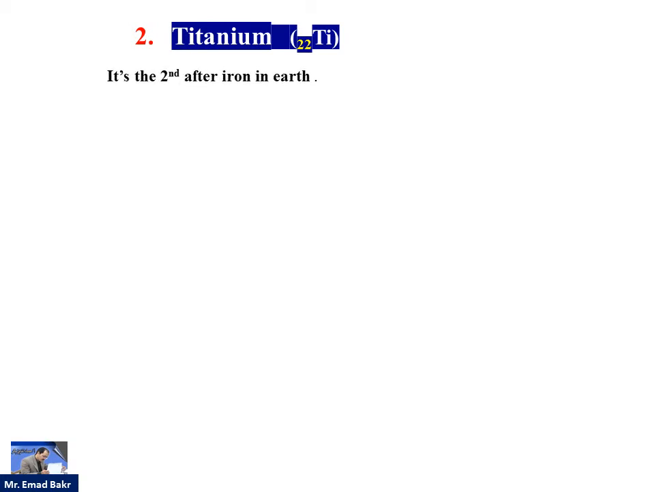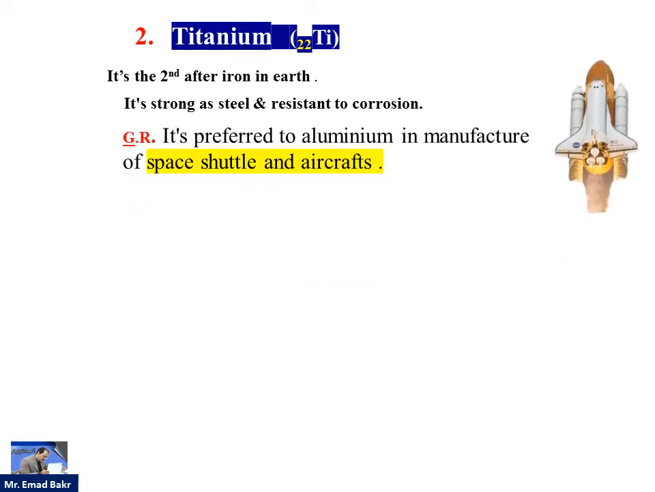Next, the second element, titanium 22. It is the second after iron in Earth's crust, 0.66%. It's strong as steel and resists corrosion, and this is a very important property. Give reason, it is preferred to aluminum in manufacture of space shuttle and aircrafts. Why? It is preferred to aluminum.